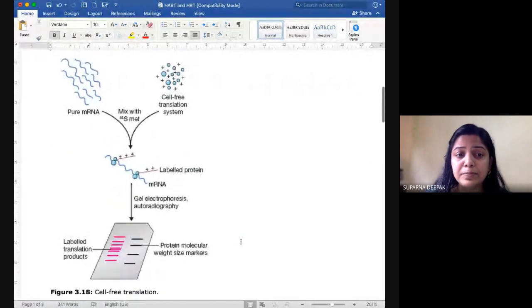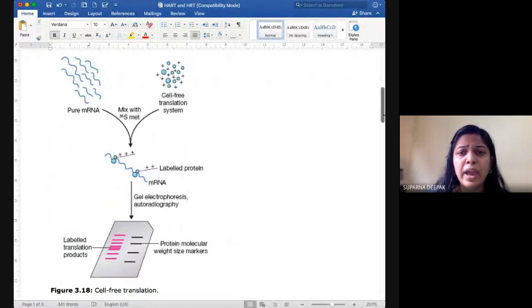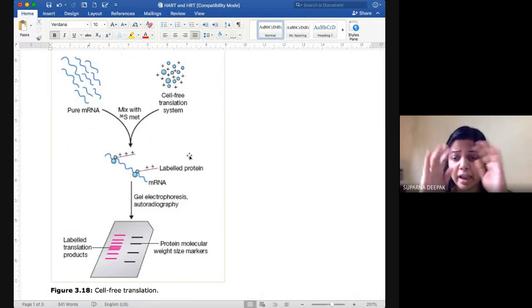So let us see. What you can see over here is specifying your entire process of cell-free translation.